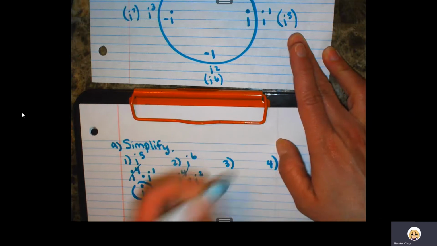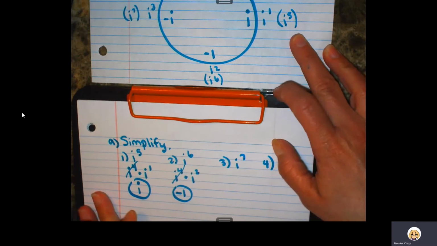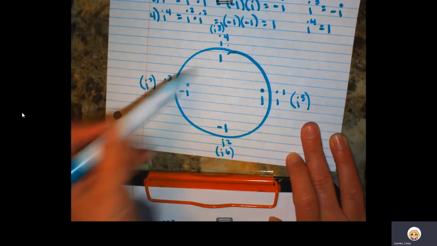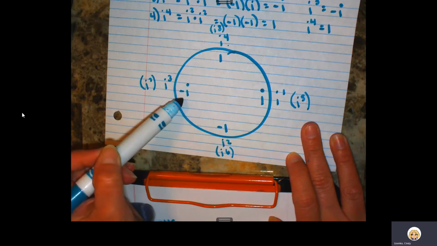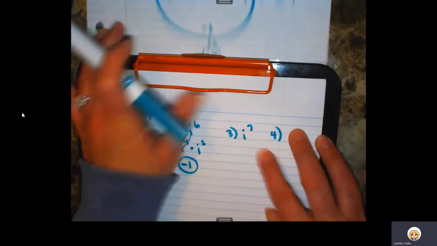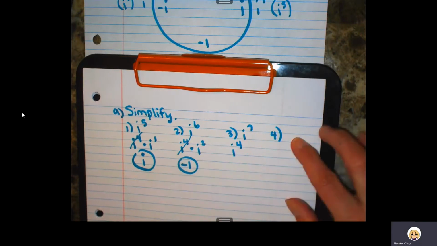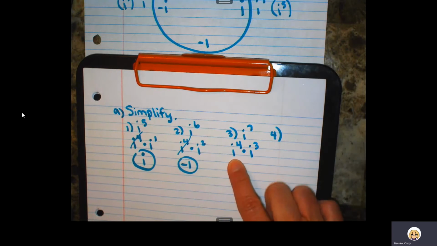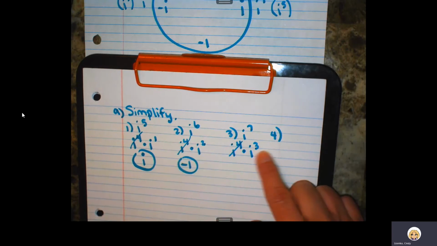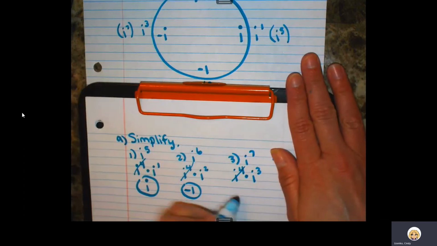Let's try another one. i to the seventh. I'll start over again. There's 2 ways to do it. You can use your clock and go 7 spaces around. So you can go 1, 2, 3, 4, 5, 6, 7. So our answer should be -i. Well, the other way to do it is take out i to the fourth and see what you're left with. 7 minus 4 is 3. So you have i cubed. You know that i to the fourth is just 1, so that cancels out. So your answer is whatever i cubed is. i cubed is our -i.